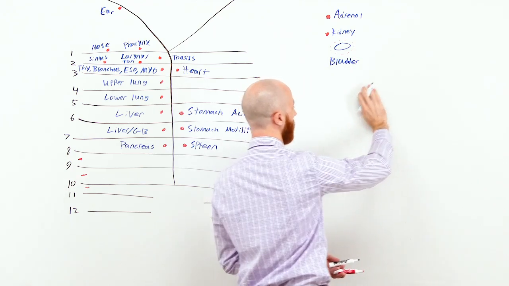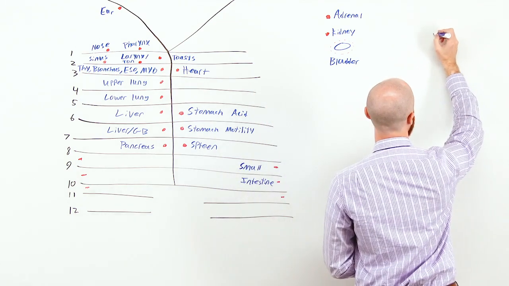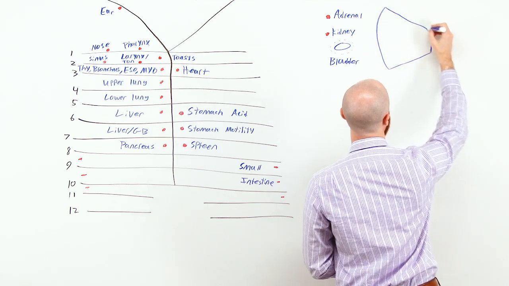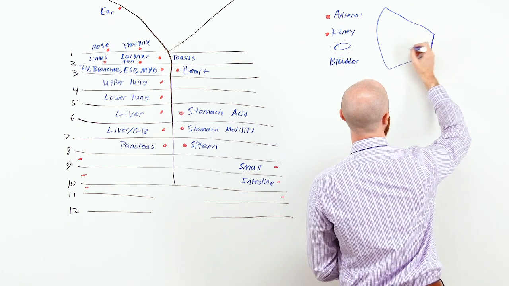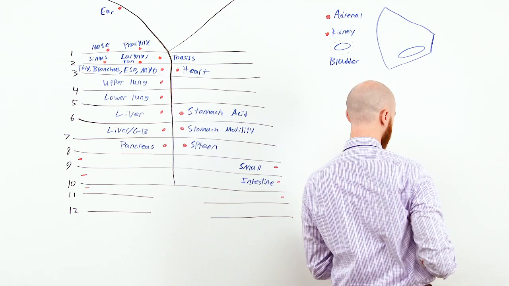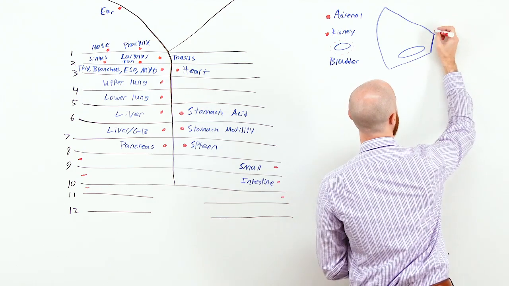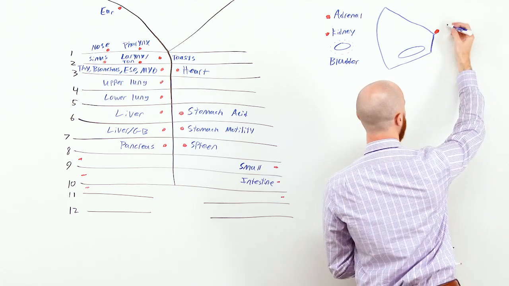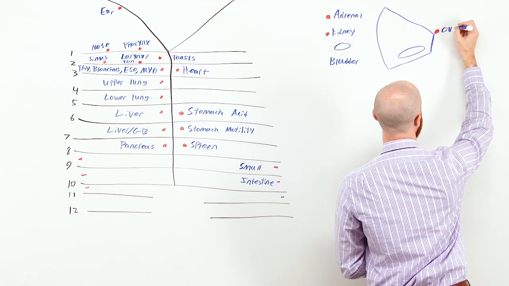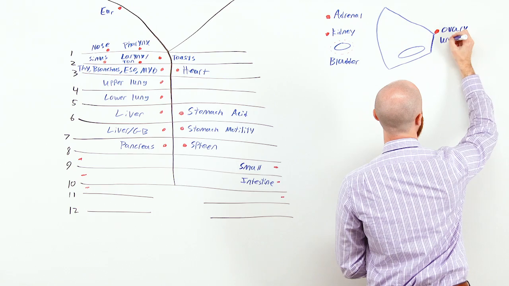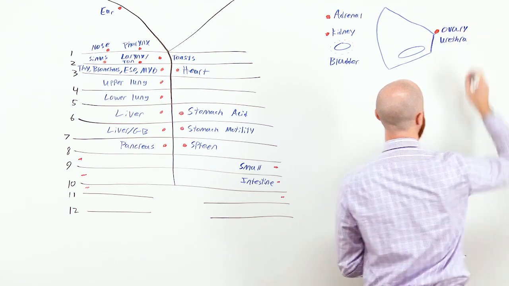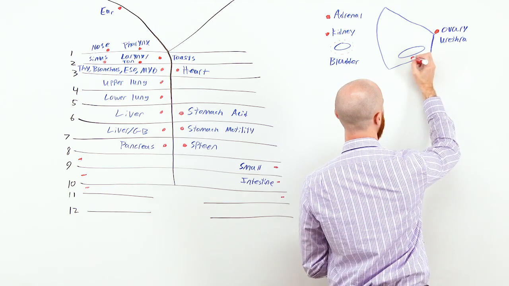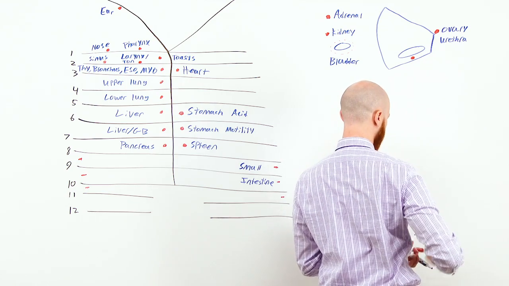There are some Chapman's points located in your pelvic area. So imagine this is one of your innominates. You have a point at the pubic tubercle, which represents the ovary and the urethra. And another point located more inferior that represents the uterus.